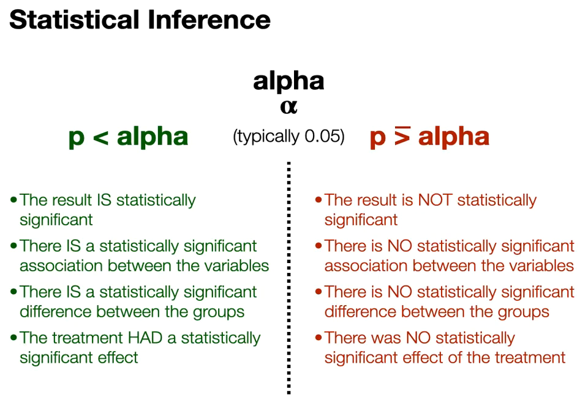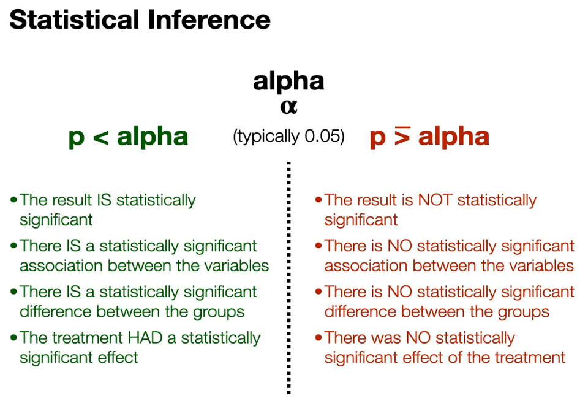Okay, so here are some examples of correct ways to word conclusions. And this is not an exhaustive list. There are more ways you could word your conclusions, but I'm just trying to show you the pattern here. So if your p-value is small, on the left, if your p is less than alpha, you might describe your result as being like, the result is statistically significant, or there is a statistically significant association between the variables, or there is a statistically significant difference between the groups, or the treatment had a statistically significant effect.